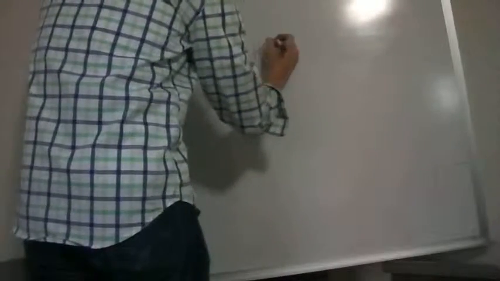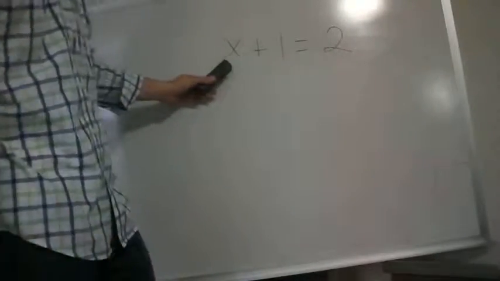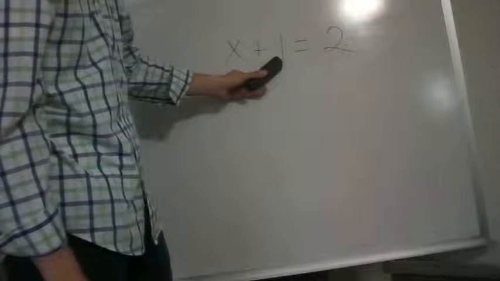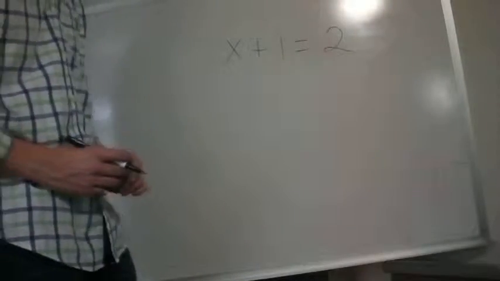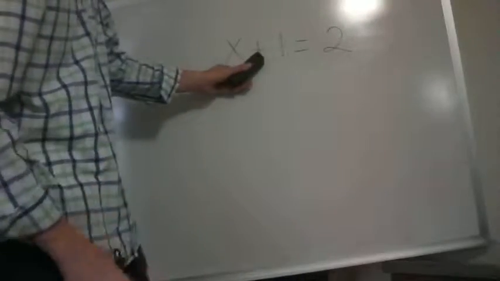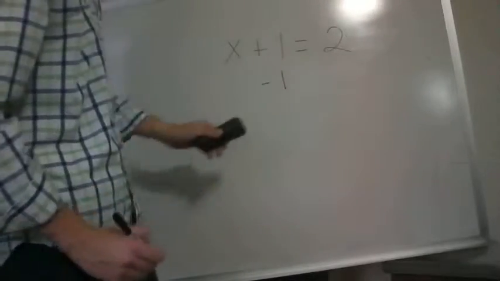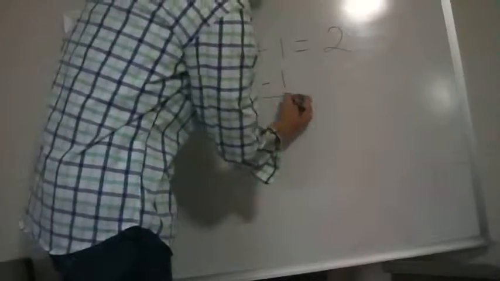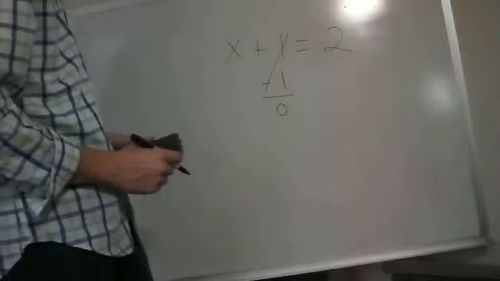We'll start off with a very simple problem. X plus 1 equals 2. This is the variable. Notice it is not isolated. 1 is being added to the variable. I want to get the variable all by itself. I want to isolate it. Since there is an addition occurring, I'm going to do the opposite, which is subtraction. I subtract 1. Notice that will equal 0. 1 minus 1 equals 0, so that cancels out.